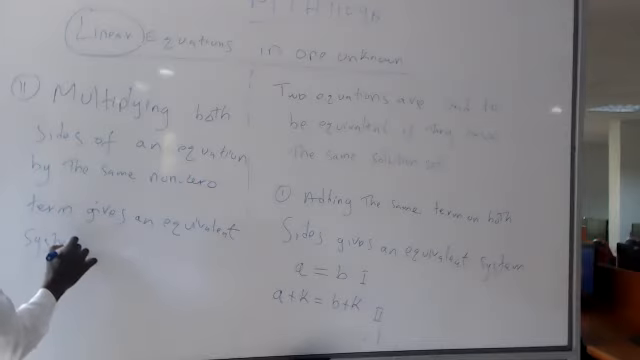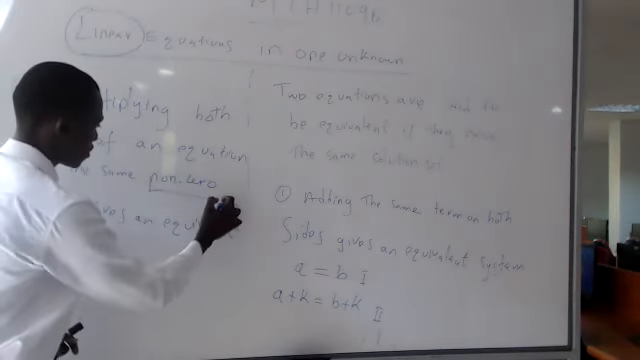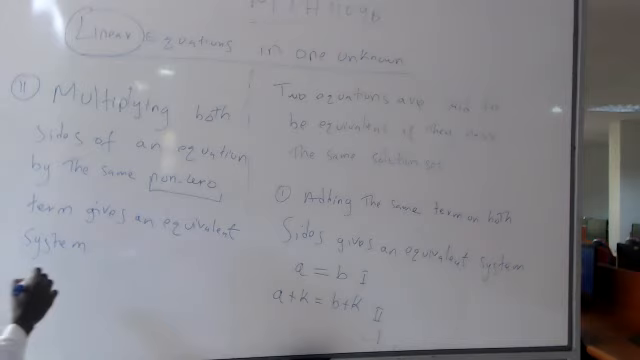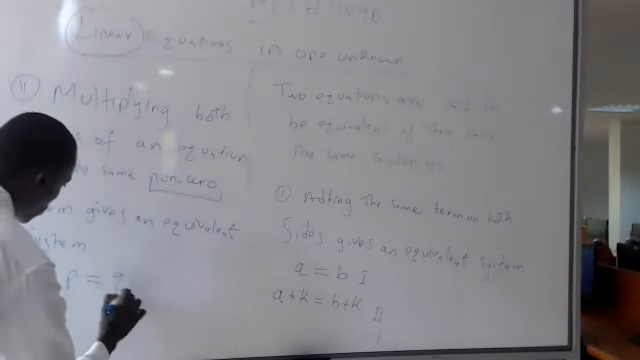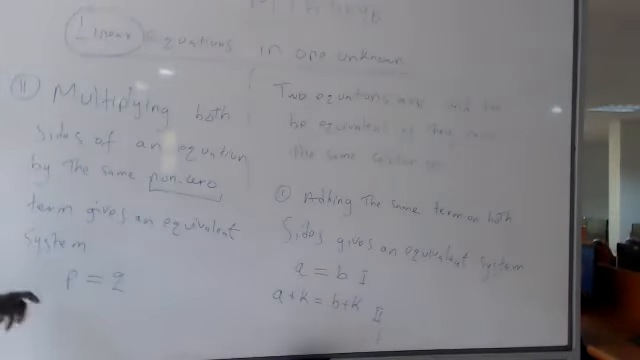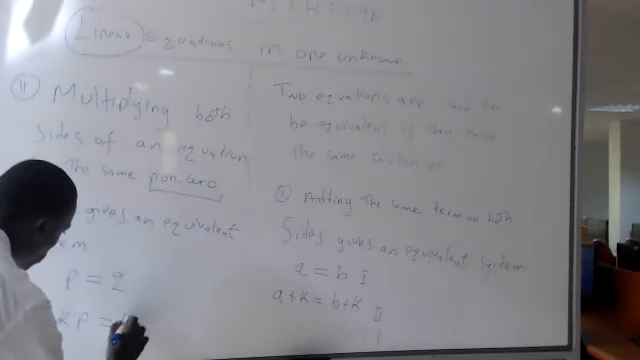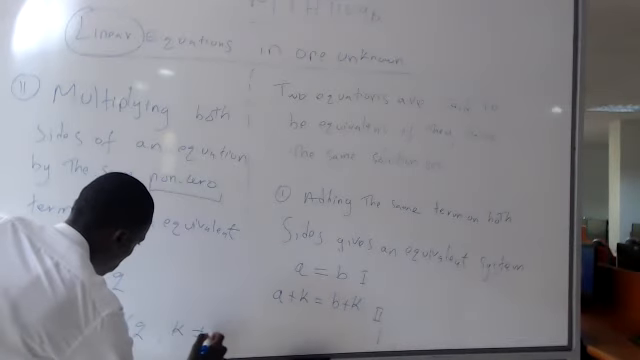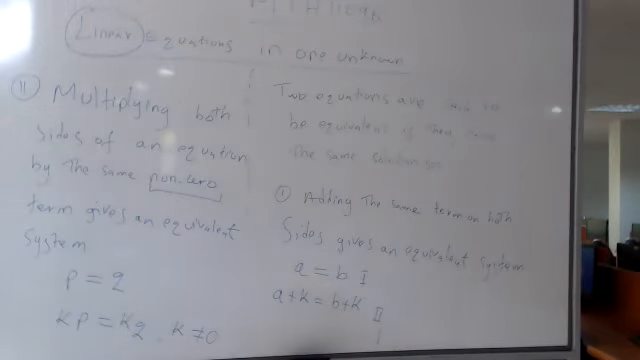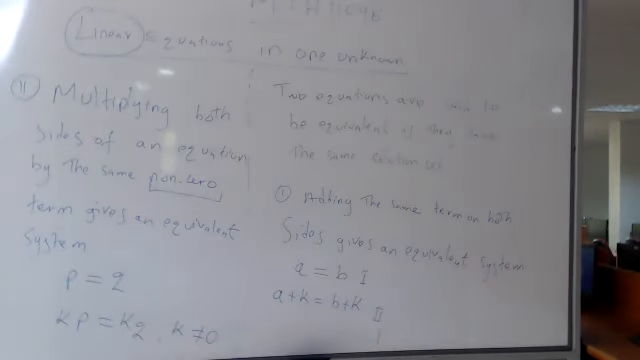Equivalent system. And the word non-zero is very important. So for example, suppose you have P is equal to Q, then if you scale both sides by a non-zero constant, let's say K, then KP should be equal to KQ, where K must not be 0. And I will give you an example why K must not be equal to 0.